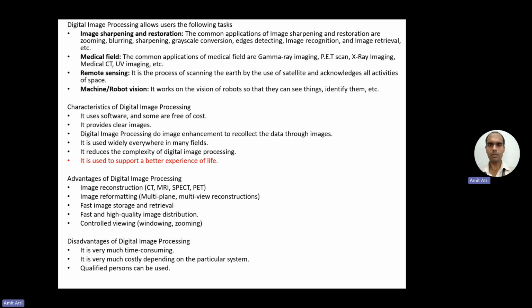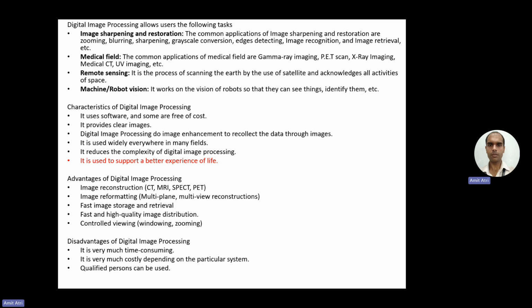Then next is the medical field. The common applications in the medical field are gamma ray imaging, PET scan, X-ray imaging, medical CT, and UV imaging. Next is remote sensing, the process of scanning the Earth by the use of satellites and acknowledging all activities of space. So we can keep a view on the Earth as well as in space using the same technology. Next is machine or robot vision, which works on the vision of robots so they can see things and identify them.